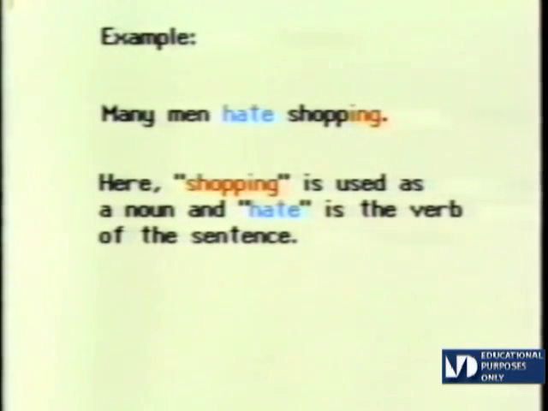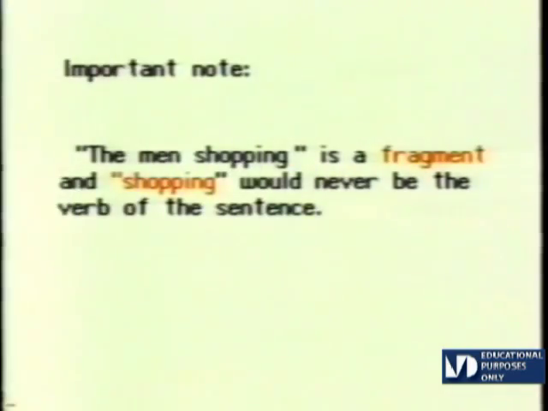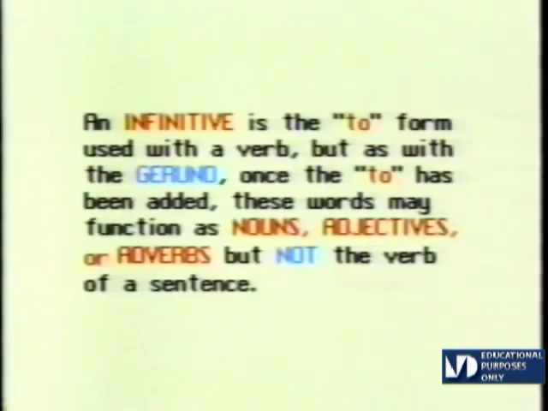Example: Many men hate shopping. Here, shopping is used as a noun and hate is the verb of the sentence. An important note: the men shopping is a fragment, and shopping would never be the verb of the sentence.